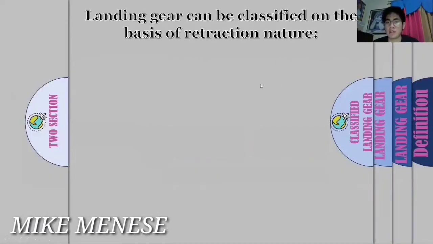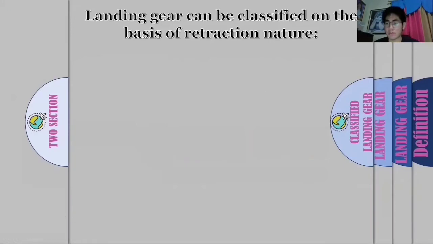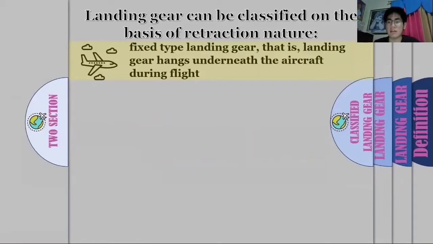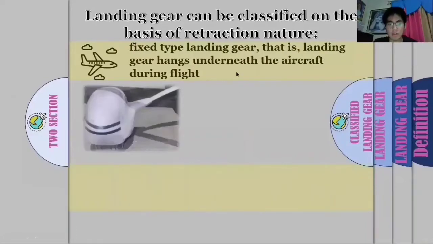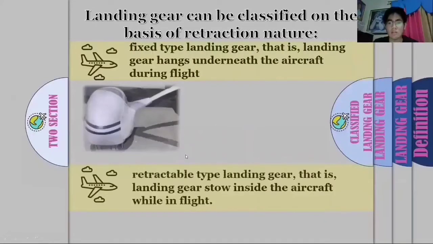So, landing gear can be classified on the basis of retraction nature. There are two. First is the fixed landing gear. That is the landing gear that hangs underneath the aircraft during flight. So fixed, it's already put in the aircraft right here. Meanwhile, the retractable landing gear is the landing gear stored inside the aircraft while in flight. So retractable type landing gear, it can be put back in or put back out. Here's the example.